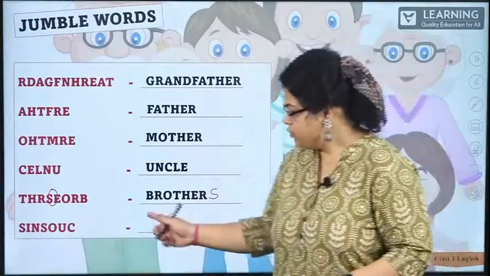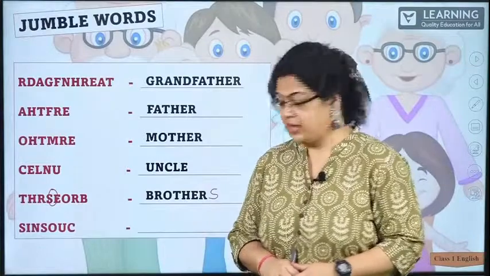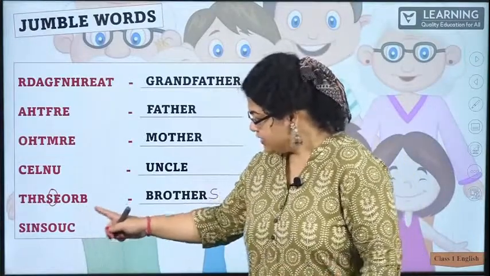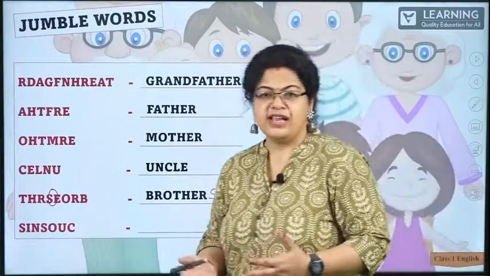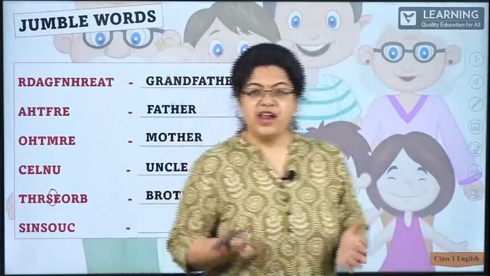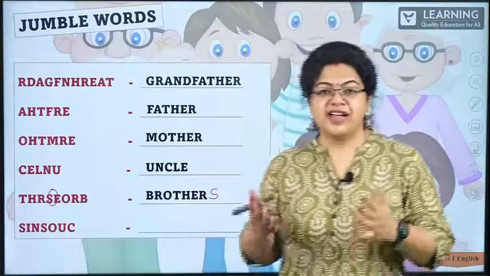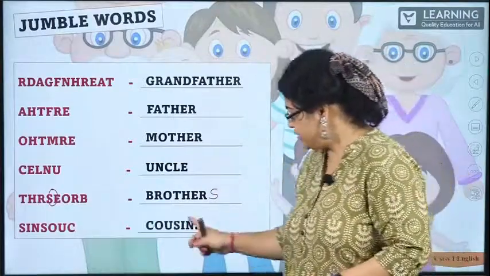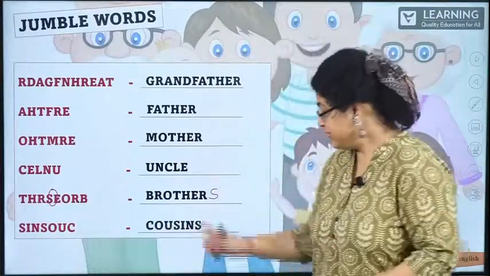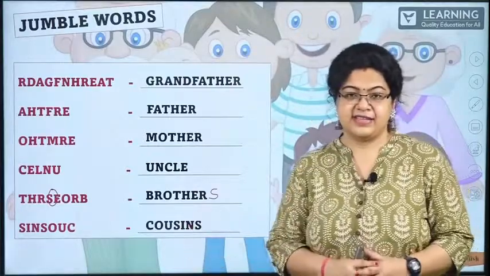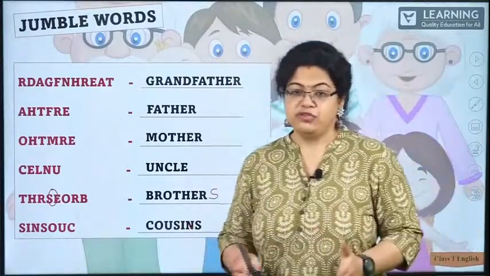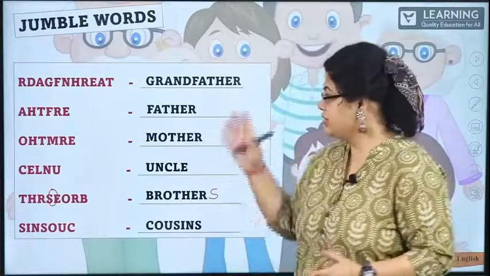And the last one, what is it? S, I, N, S, O, U, C. Uncle and aunts, their children are our cousins, right? So it's cousins. C, O, U, S, I, N, S. So I'm sure you will remember all these words.